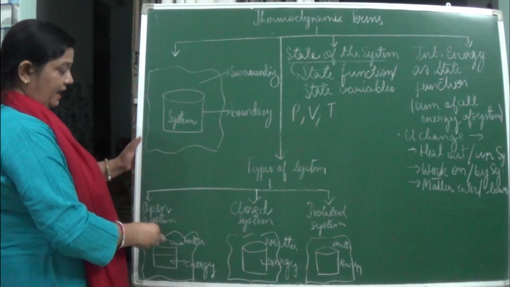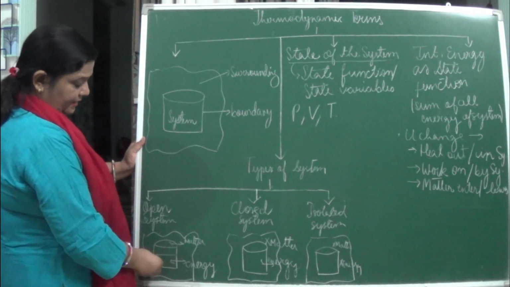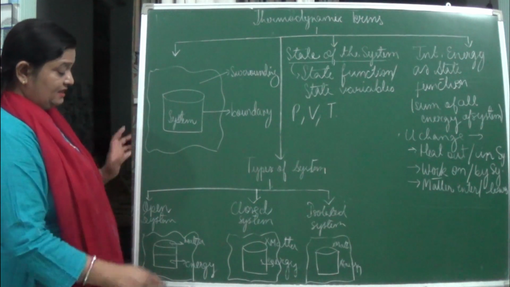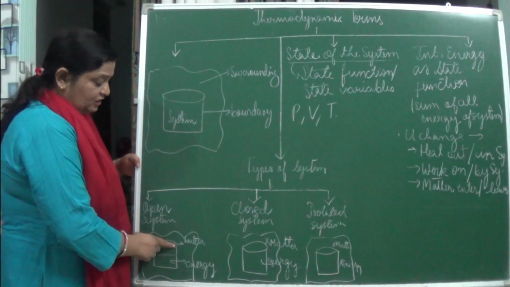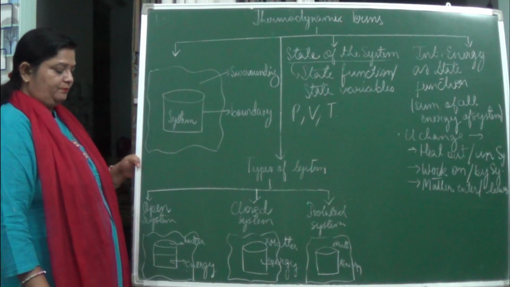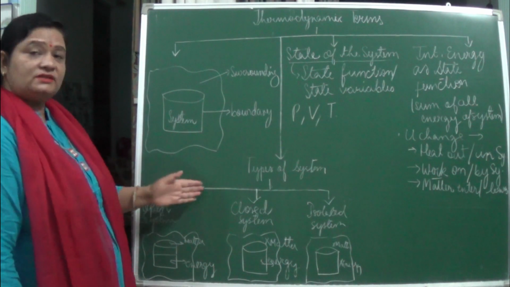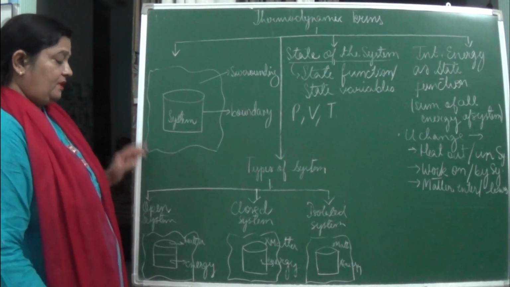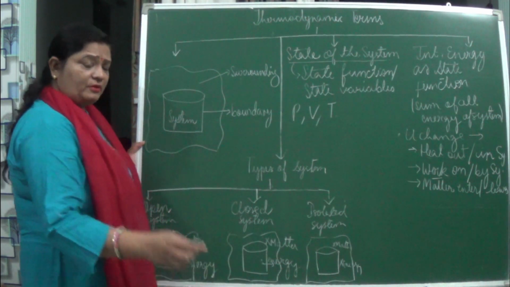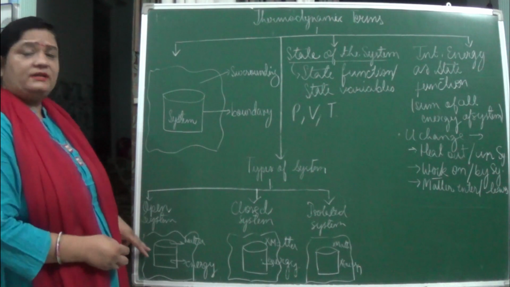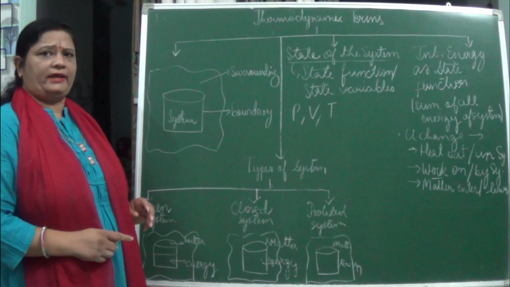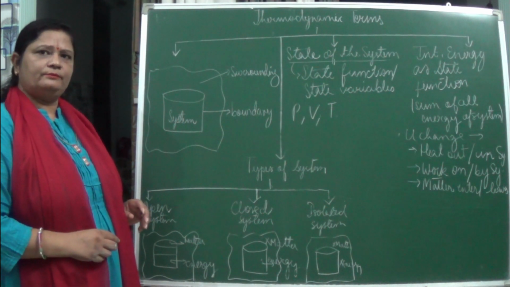You can see the system here. When we say it is an open system, it means transfer of matter as well as energy is taking place. But when we say closed system, then only energy transfer is taking place, not matter. I can give you an example. Take a vessel, keep water in it without the lid on, and heat it.